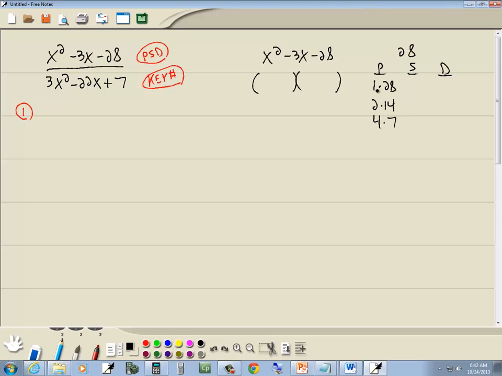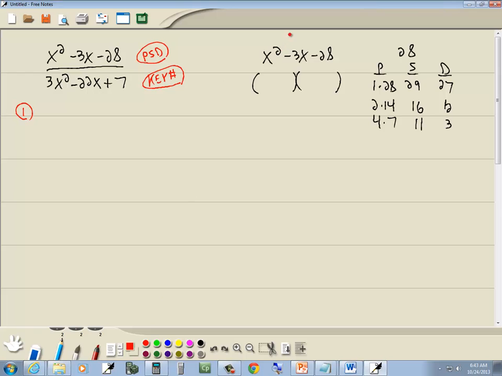S for sum. We add them together. 1 plus 28 is 29. 2 plus 14 is 16. 4 plus 7 is 11. D for difference. We subtract smaller from larger. 28 minus 1 is 27. 14 minus 2 is 12. 7 minus 4 is 3.